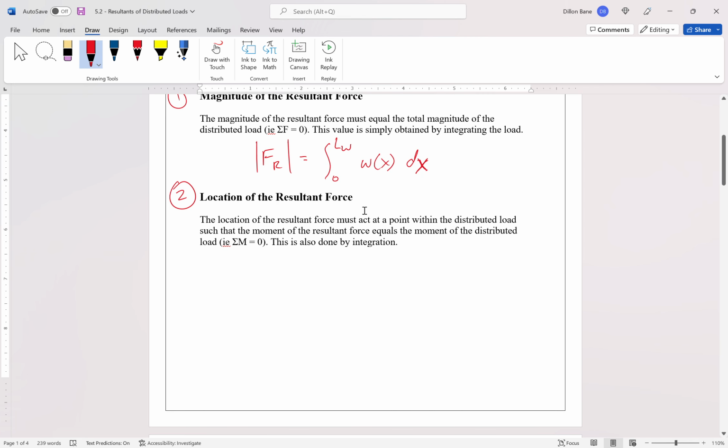So let's take a look at our distributed load itself. Let's pluck that load out and let's make it bigger. Let's explode it up.